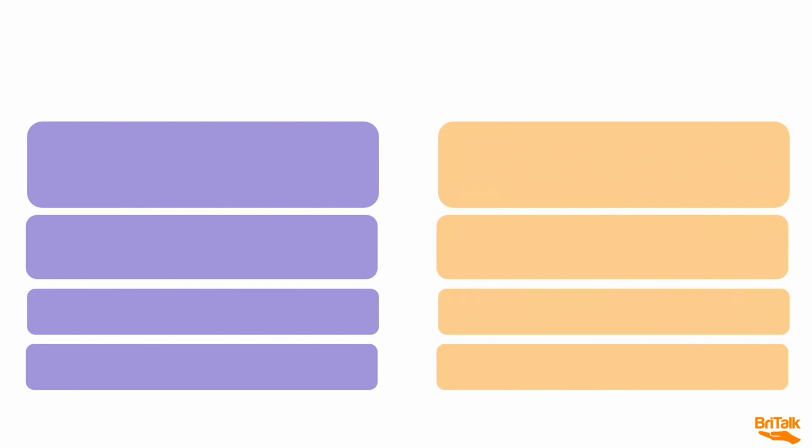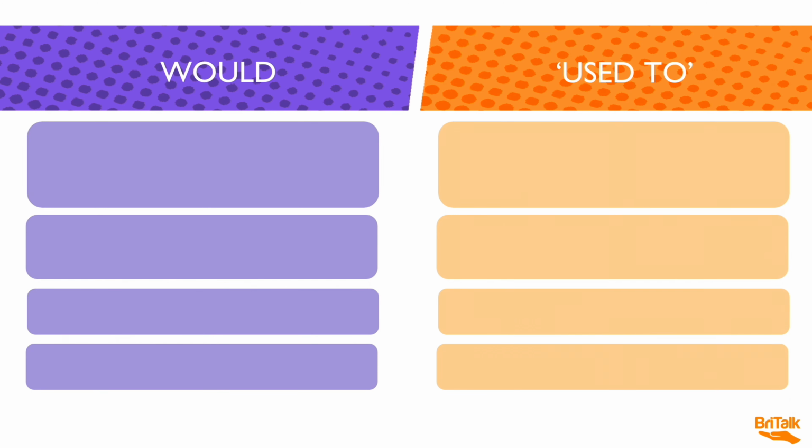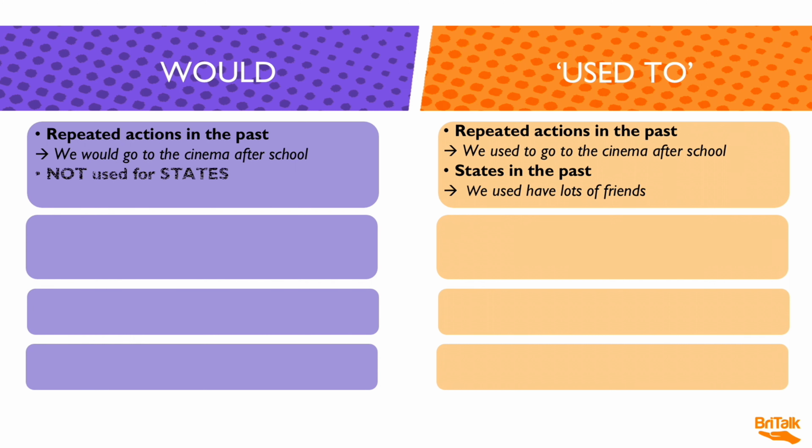Okay. So that is our lesson on would and used to, but just before we finish, I just want to recap and sum up the rules that we have looked at today. So used to. Used to is used for repeated actions in the past, such as we used to go to the cinema after school. It is also used for states in the past, so we used to have a lot of friends. Would can be used for repeated actions in the past, such as we would go to the cinema after school, but it cannot be used for states, so we cannot say we would have lots of friends.